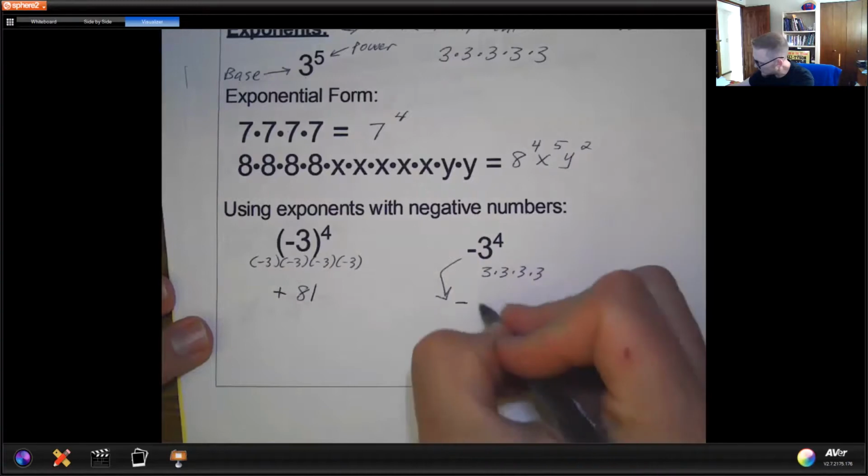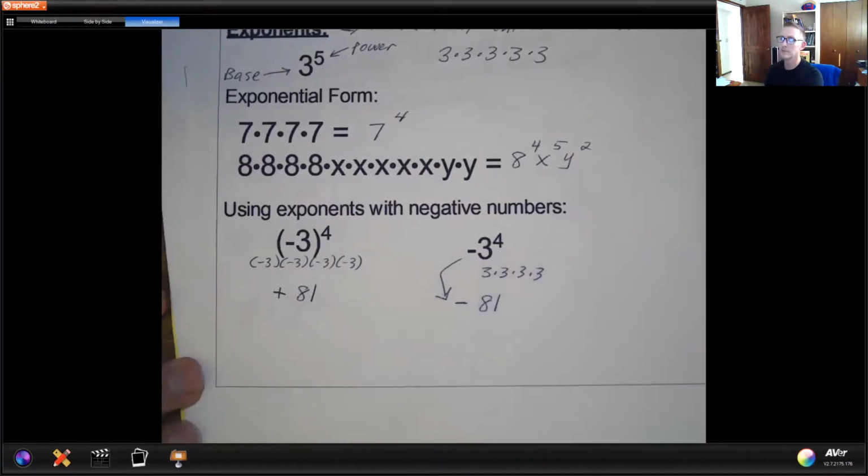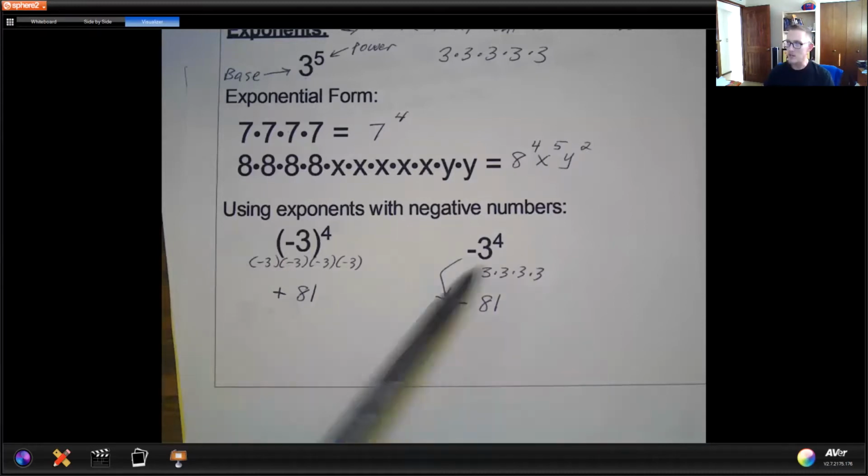So this answer is going to become negative 81 because of the way in which it's written. Using the parentheses, it means that the negative sign is part of that instruction of the exponent. And when I don't use the parentheses, it is not part of the instruction.